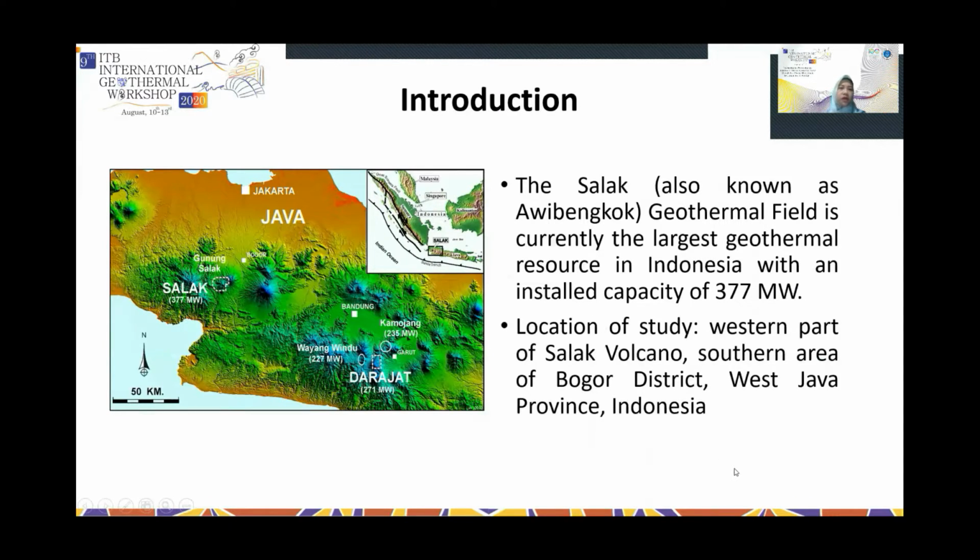Star Energy Geothermal was established in 2003 as an independent national energy company whose operation bases are mainly in Indonesia. Currently, Star Energy Geothermal operates three major geothermal fields in Indonesia, namely Wayang Windu, Darajat, and Salak, with a total capacity of 875 megawatts. The Salak geothermal field is currently the largest geothermal producer in Indonesia with an installed capacity of 377 megawatts. Commercial production at Salak commenced in 1994, and currently there are six power plant units.